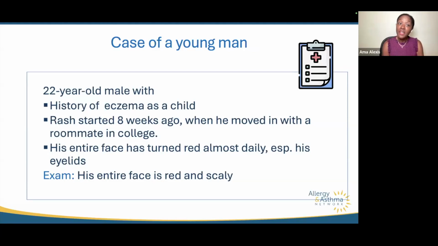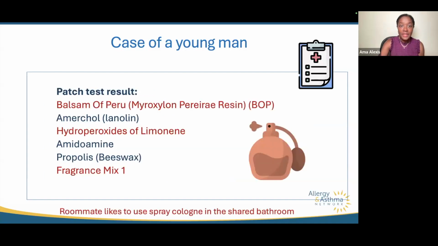This is another case of a young man. He's 22 years old. He has a history of eczema since early childhood. So he likes to use dye-free, fragrance-free products. And he's had a life change. Remember, we talked about life changes being a trigger. His rash started 8 weeks ago when he moved in with a roommate in college. So he presents with his entire face turned red. It happens almost every single day. And especially his eyelids are red and scaly. And that's exactly what I see on exam.